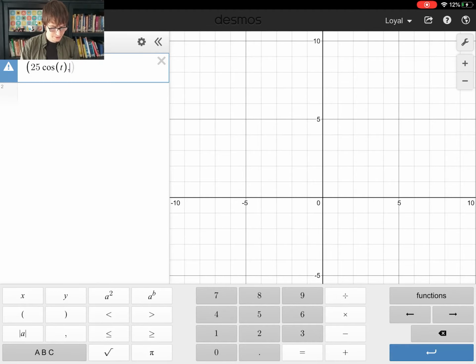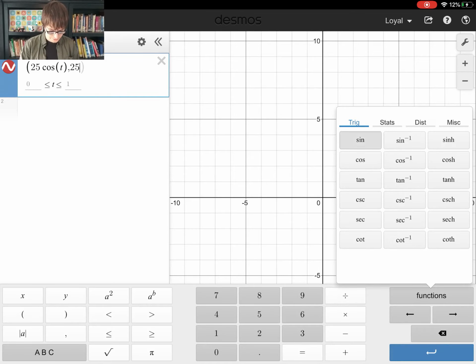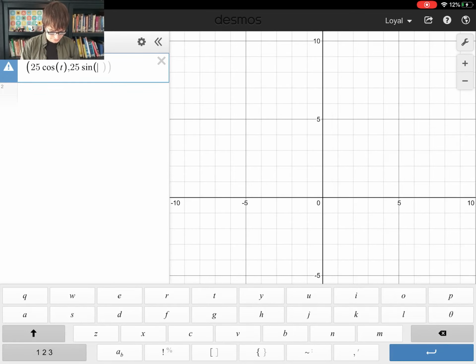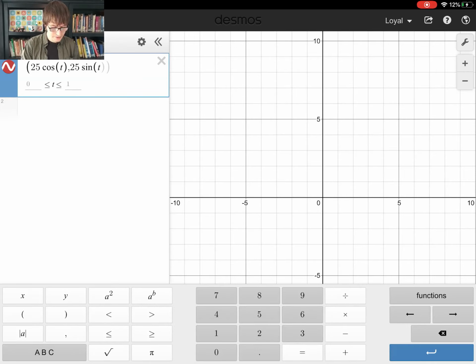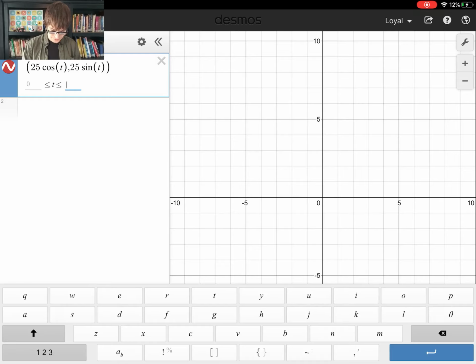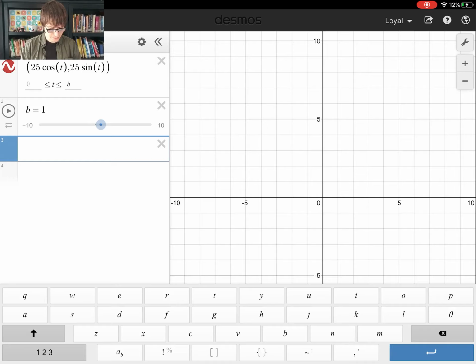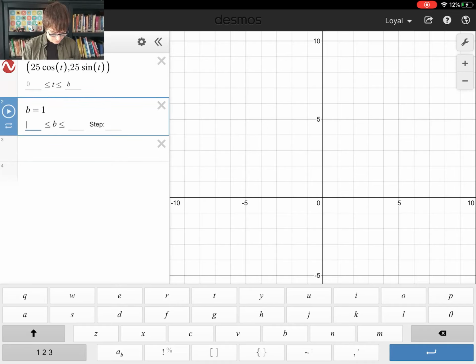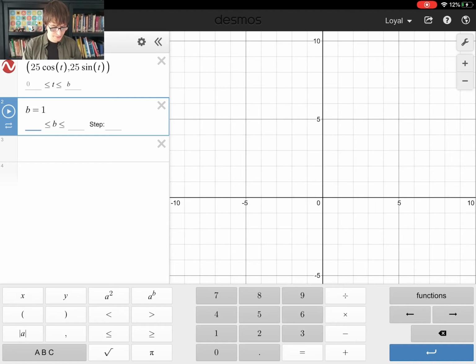I'll put a comma, so x coordinate first, and then 25 sine t. So 25 sine t. Let's see, cube. I just put in t. There it is. All right, cool. And okay, it's asking for boundaries of t. Let's say t goes from 1, and let's say its endpoint is the same thing as before. Let's say it's b, and we'll add a slider for b, so we can move b around. Okay, great. Maybe say b starts at 0 and goes to 2 pi. No, let's just say 10. 10's fine. Okay.